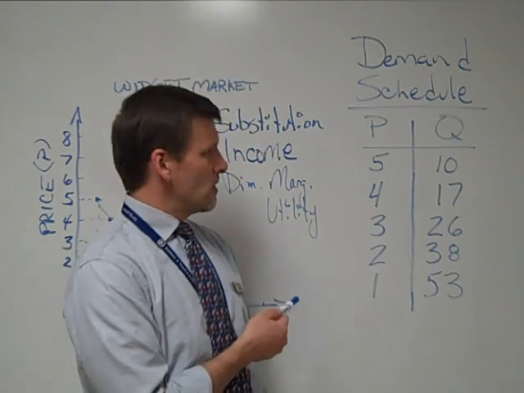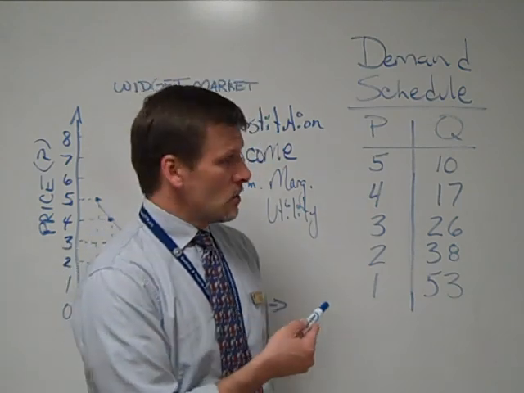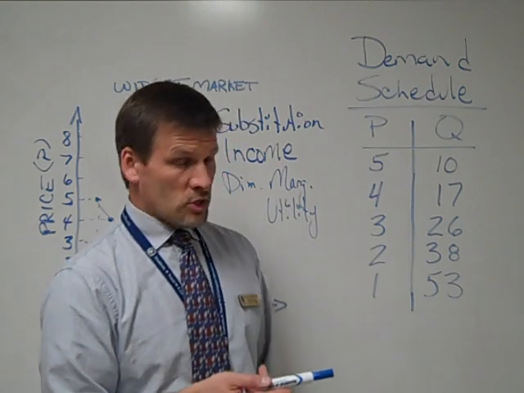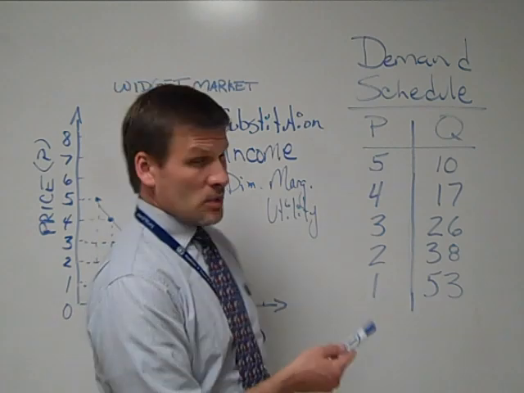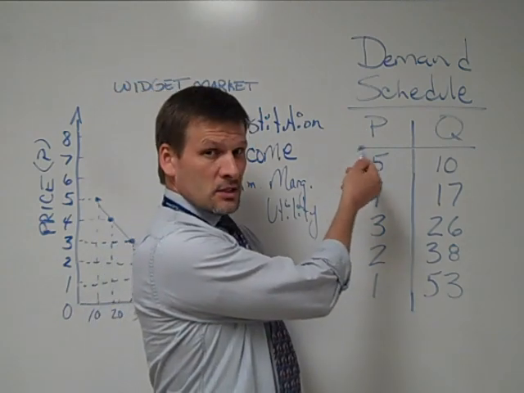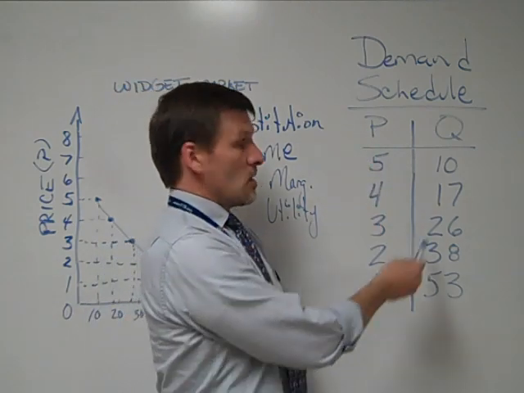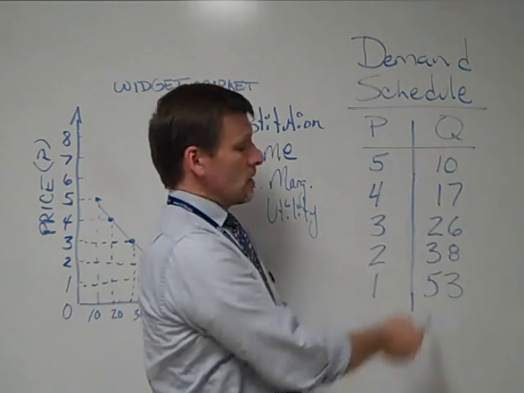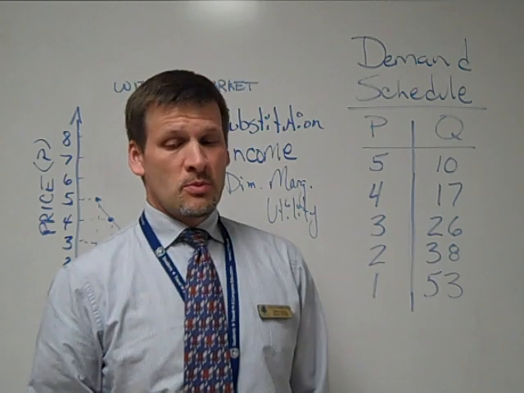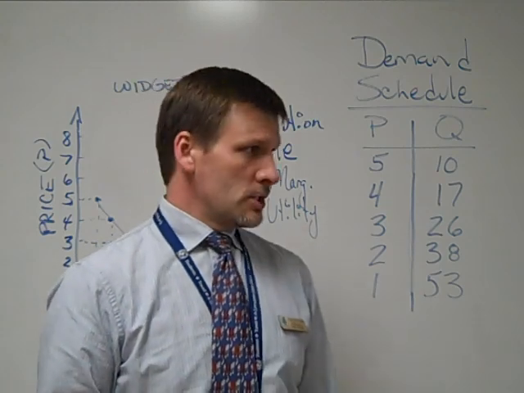Second thing, hopefully you've noticed by just looking at this table, price and quantity, when we're talking about demand, have an inverse relationship. In this case, price starts high and goes down, whereas quantity demanded starts relatively low and moves up. An inverse relationship to one another.